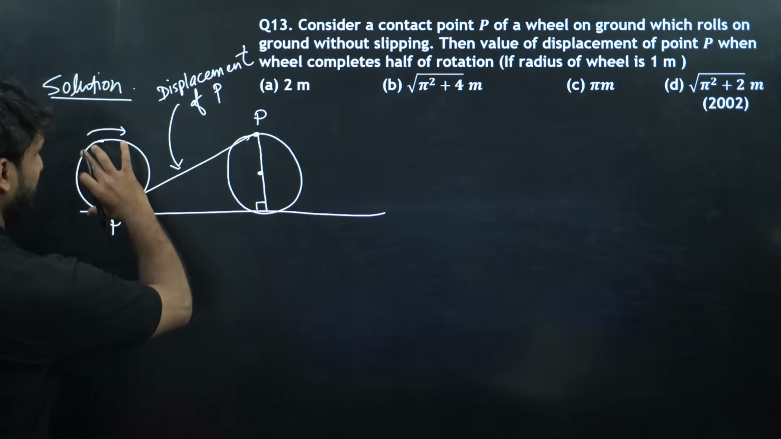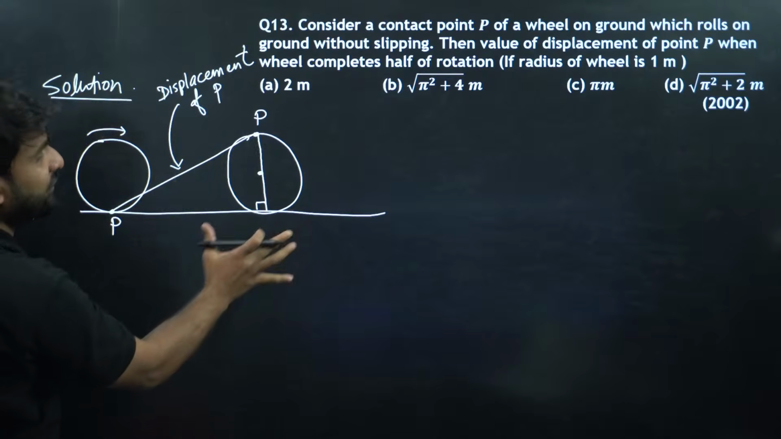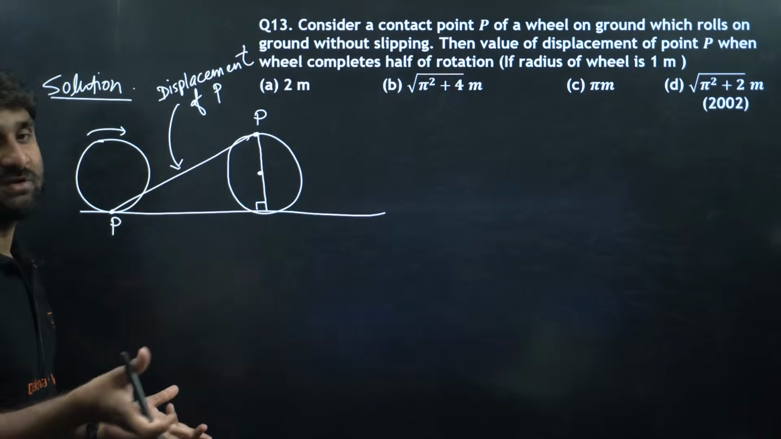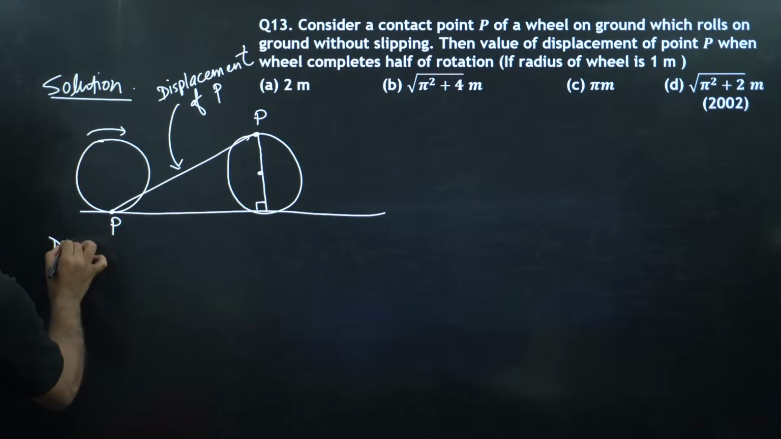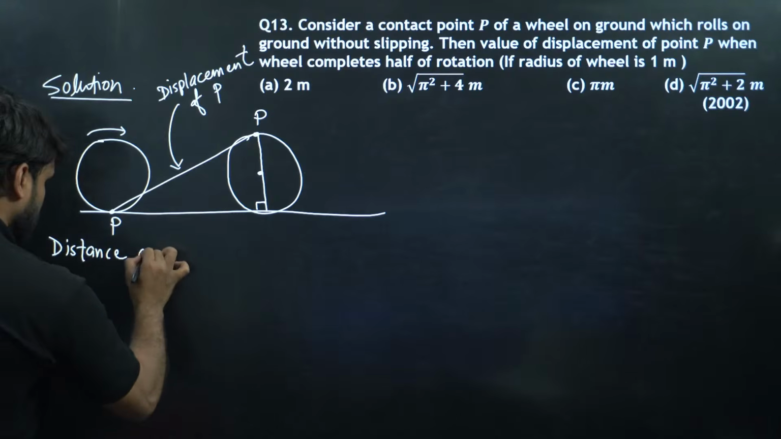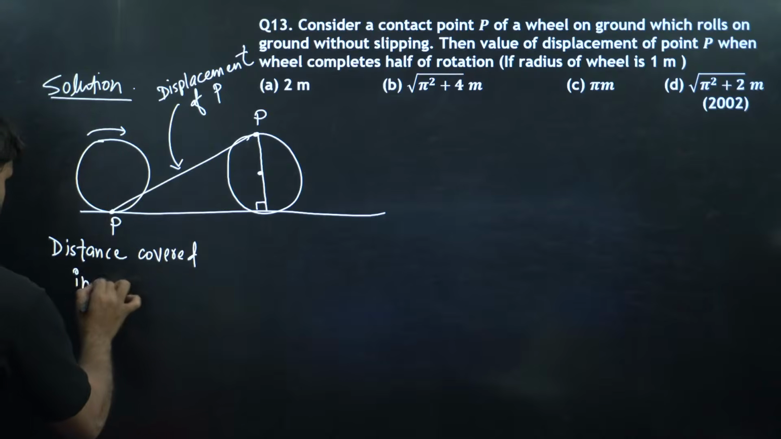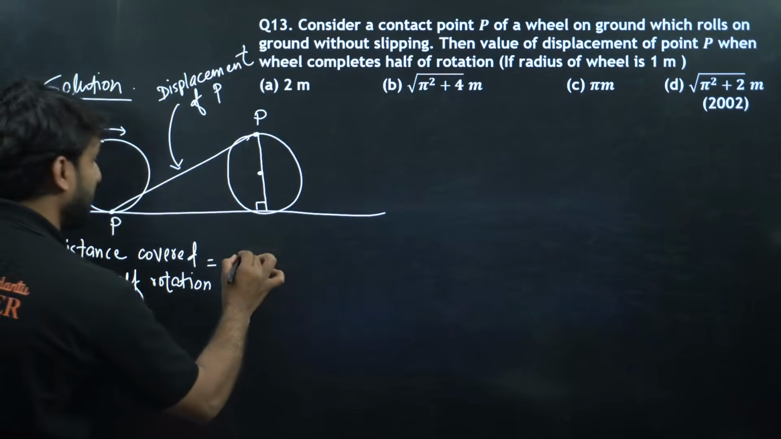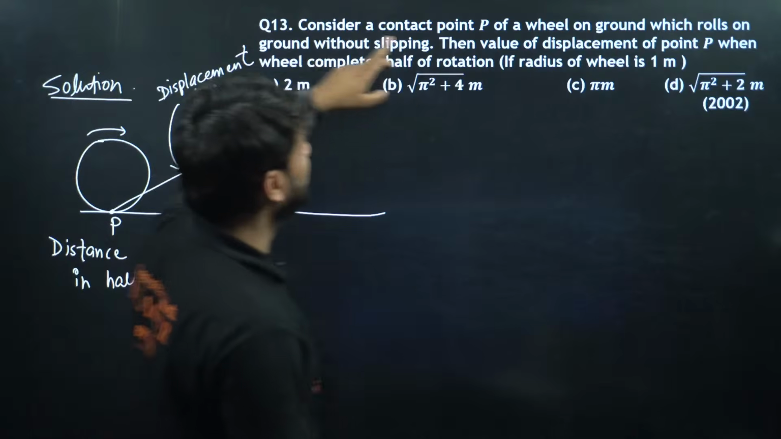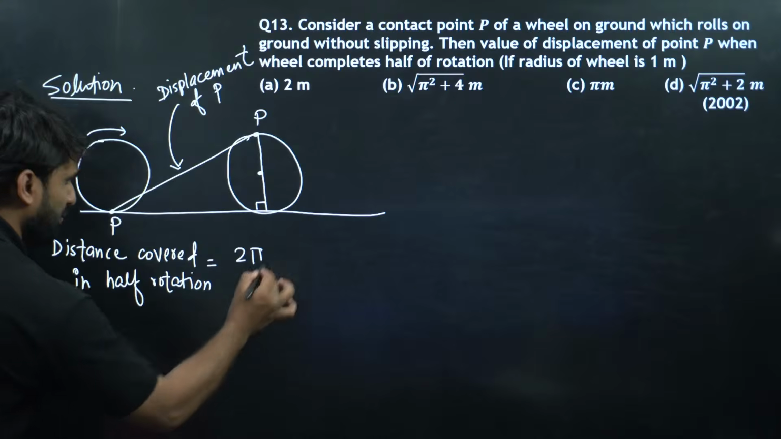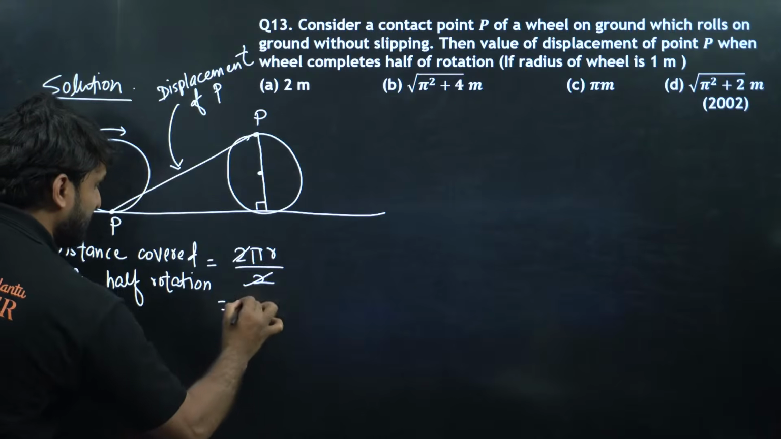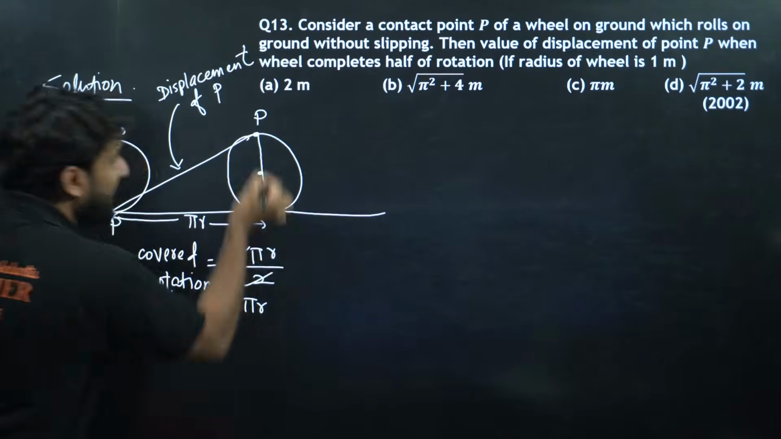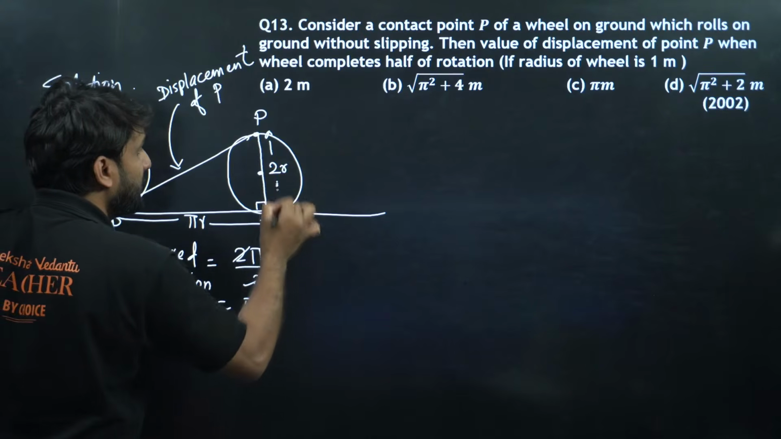And do you know, if the wheel would have taken a complete rotation, what will be the total distance covered by the wheel? That is equal to the circumference of the circle. But in 1/2 rotation, the distance covered will be equal to the semi-perimeter, the half of the perimeter 2 pi r. So 2 pi r divided by 2, the 2 cancels, that is equal to pi r. And this whole is equal to 2r, the diameter of the circle.